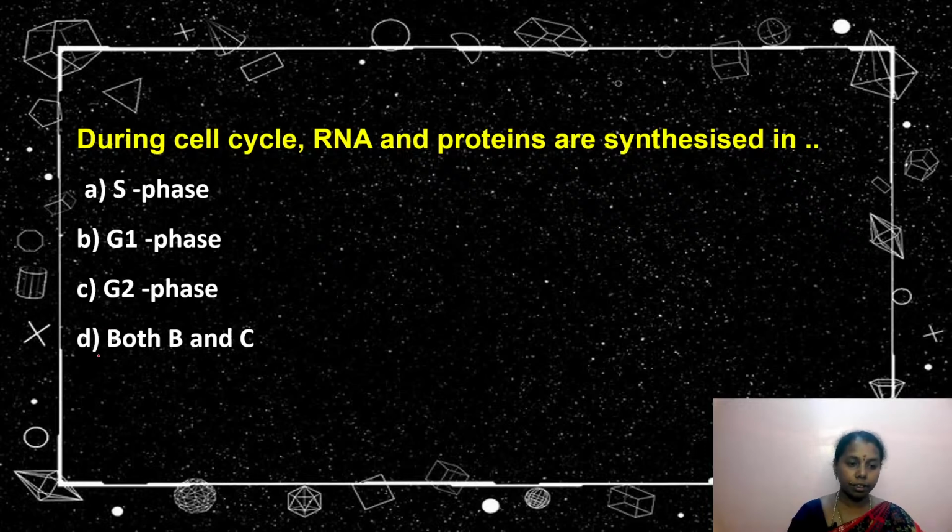Yes, it is both B and C, as you know. In both G1 phase and G2 phase we are synthesizing the protein as well as the RNA. Both are synthesized here. Excellent answer, children. Very good. Keep it up.